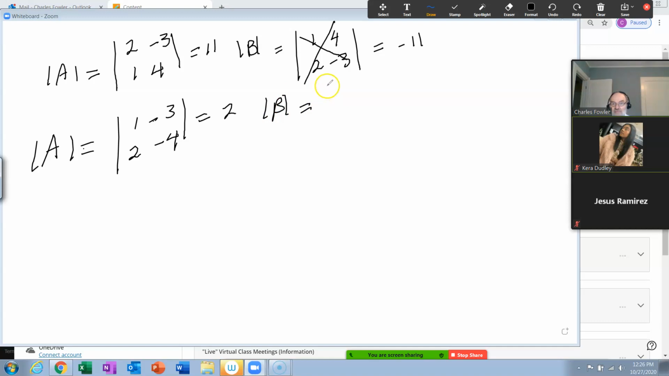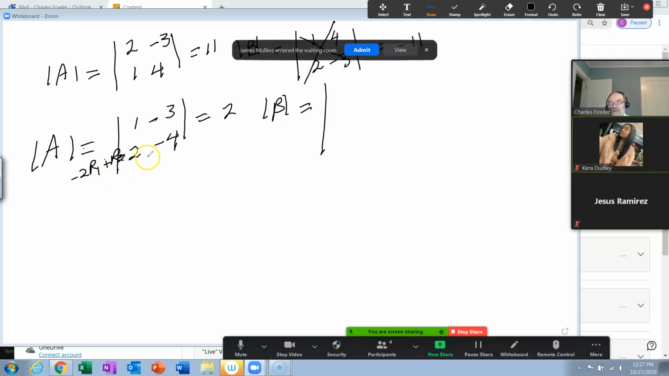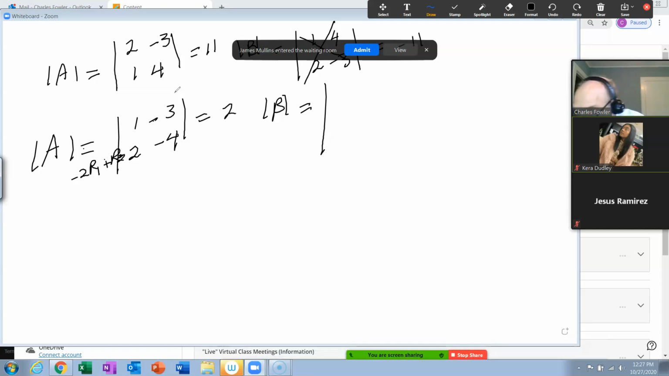Now I'm going to tell you what I'm going to do to get B. You have a 1 here, so I'm going to multiply -2 times row 1 plus row 2. Okay? That's sort of hard to read.